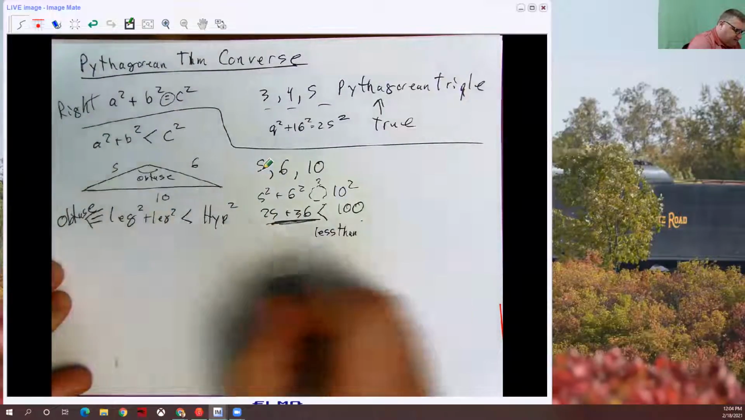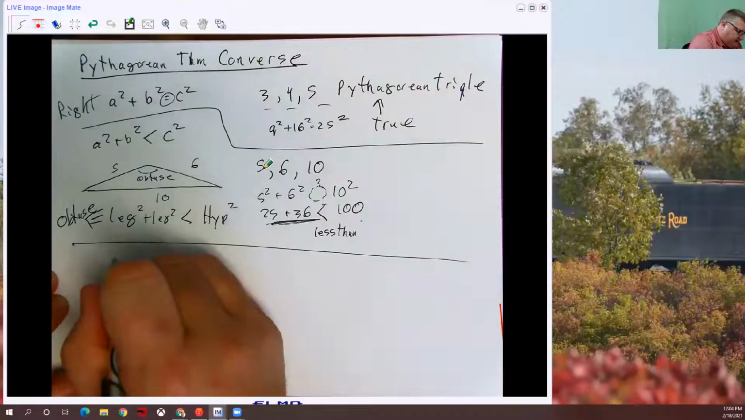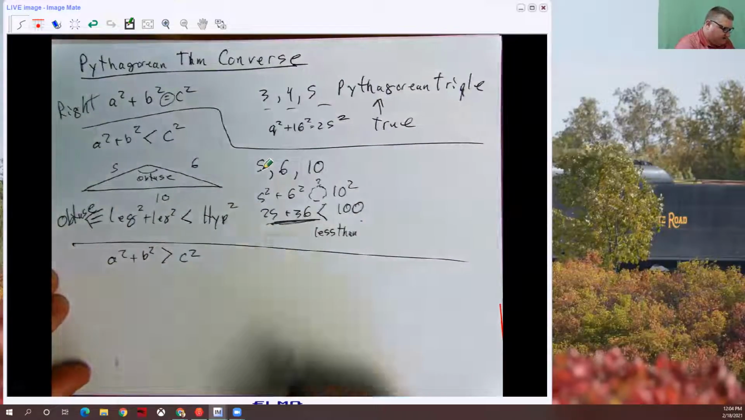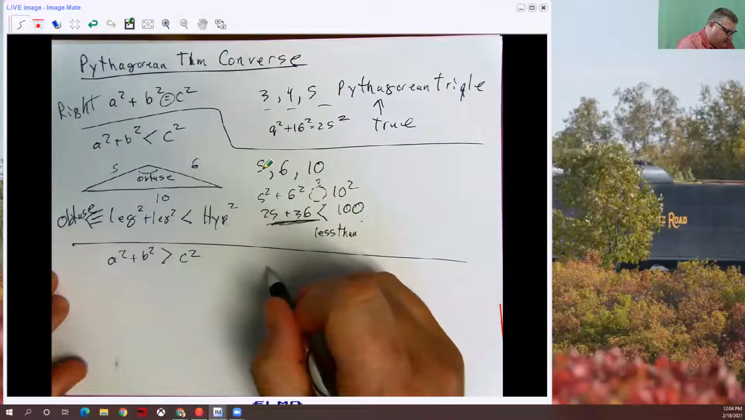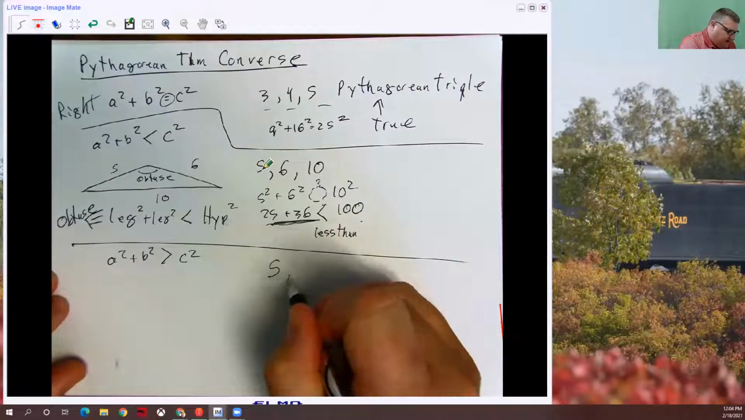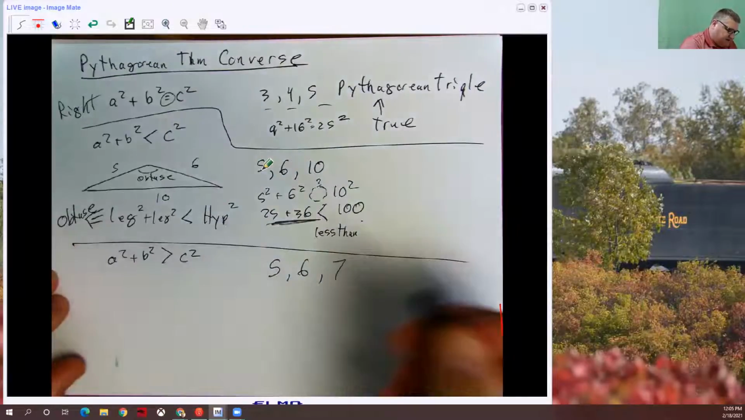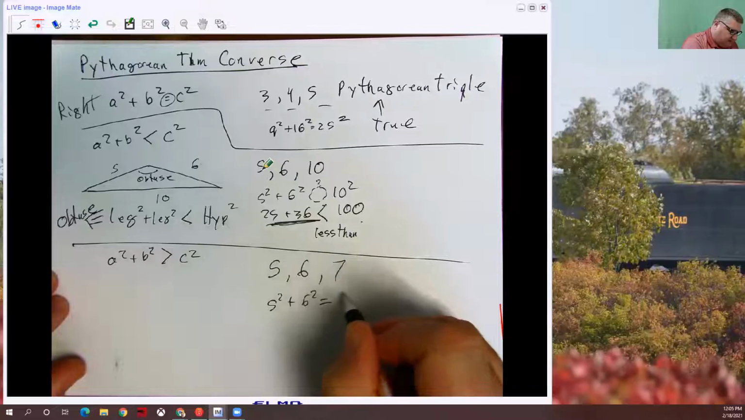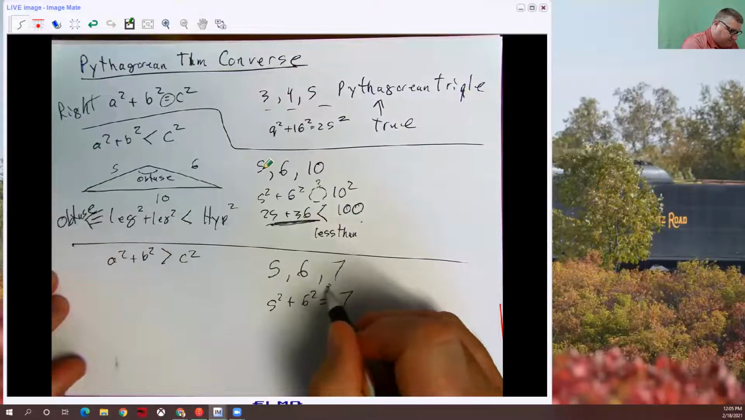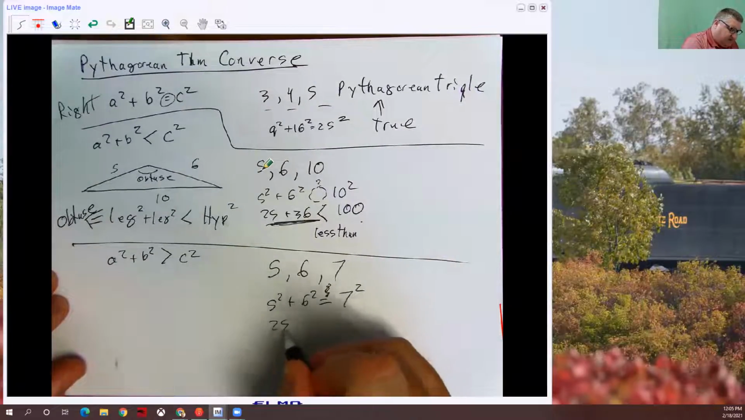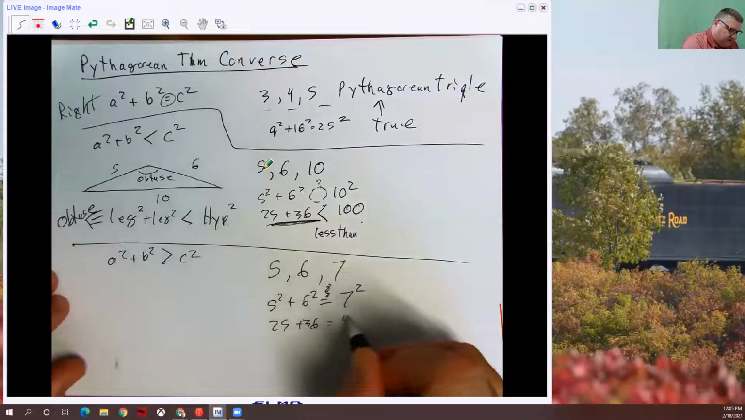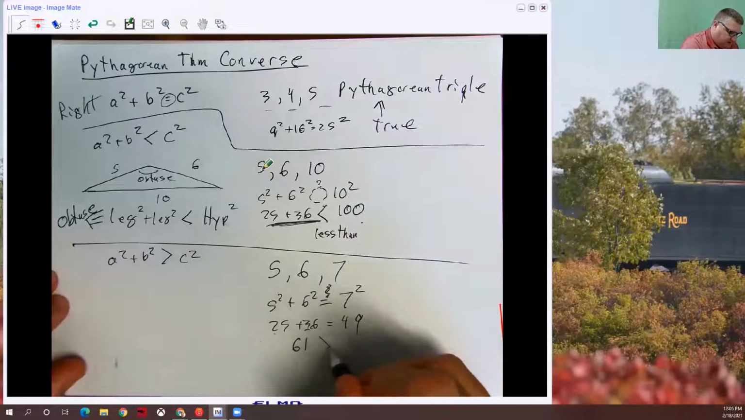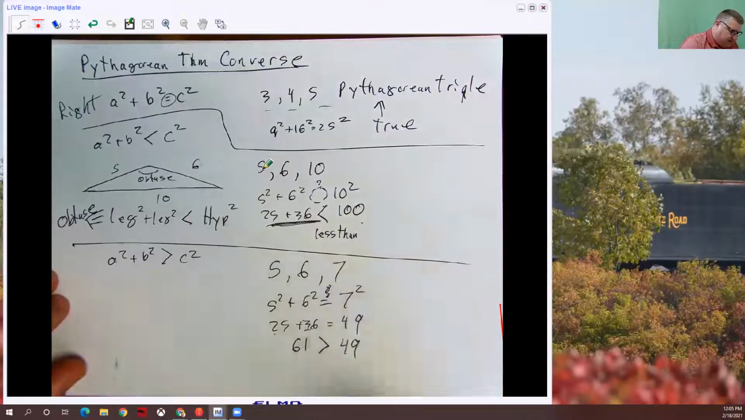On the other hand, let's go the other way. What if a squared plus b squared is bigger than c squared? So in this case, let's go with a 5 and a 6 and a 7. I have 5 squared plus 6 squared equals 7 squared, question mark. And let's find out. So 25 plus 36, does that equal 49? No, not at all. That's going to be 61, which is definitely greater than 49.